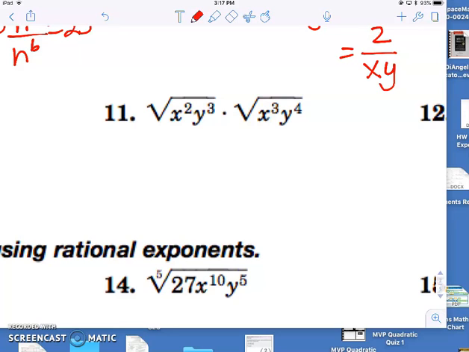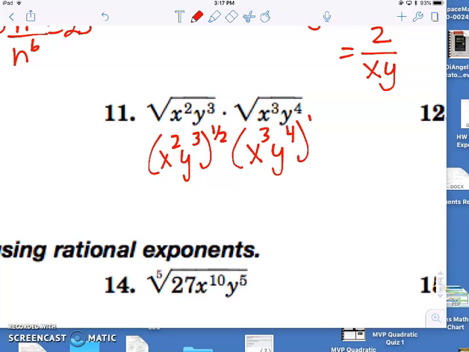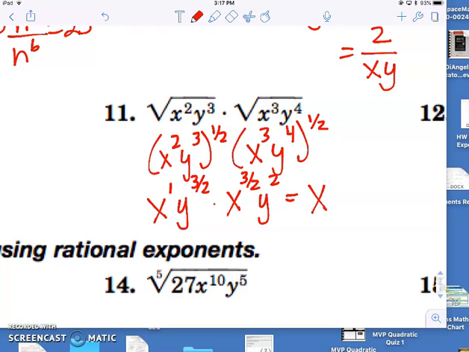Now on these, I tend to write everything with exponents. So we have x squared y cubed to the half times x cubed y to the 4th to the half. So if we distribute, that's x to the 1st, y to the 3/2, times x to the 3/2, y squared. And then if we combine our x's, 3 halves and 1, so x 1.5 and 1, 2.5, 1.5 and 2 to the 3.5.